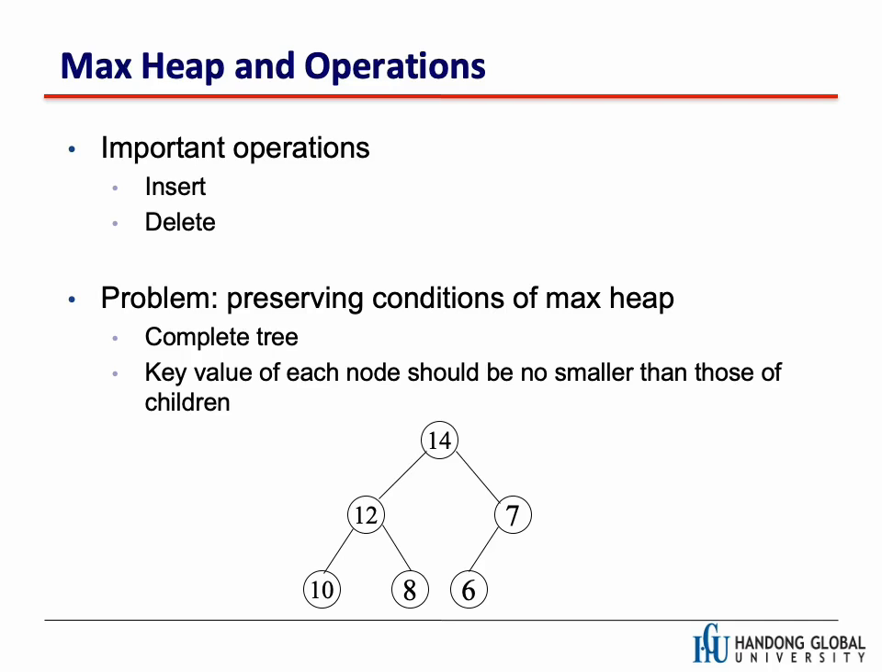There are two problems when we operate on the max heap because the max heap has two constraints. Whenever we do something on the max heap, we have to keep these constraints. So after insert or delete, the resulting tree should be a complete tree and a max tree. These two constraints should be preserved all the time. So let's talk about the operations.